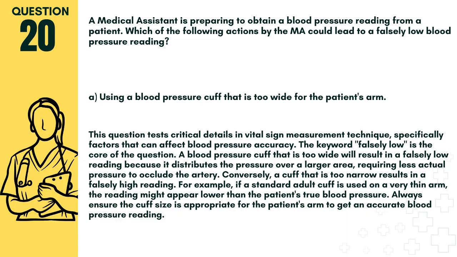This question tests critical details in vital sign measurement technique, specifically factors that can affect blood pressure accuracy. The keyword falsely low is the core of the question. A blood pressure cuff that is too wide will result in a falsely low reading because it distributes the pressure over a larger area, requiring less actual pressure to occlude the artery. Conversely, a cuff that is too narrow results in a falsely high reading.